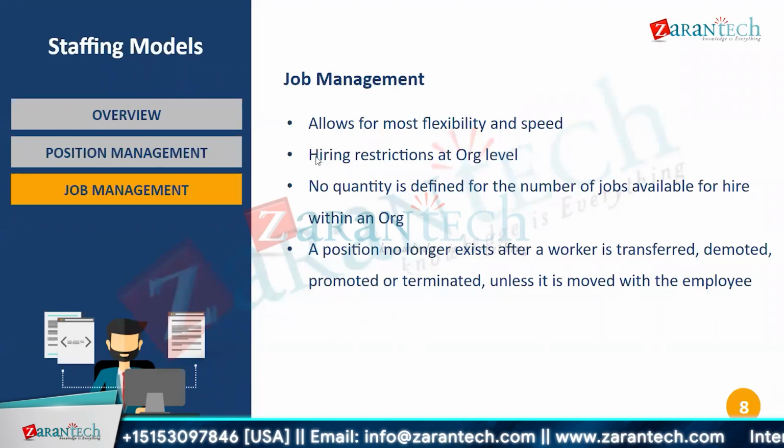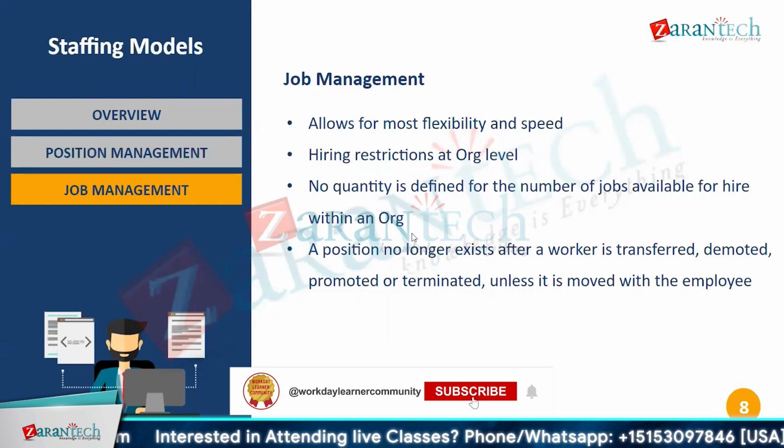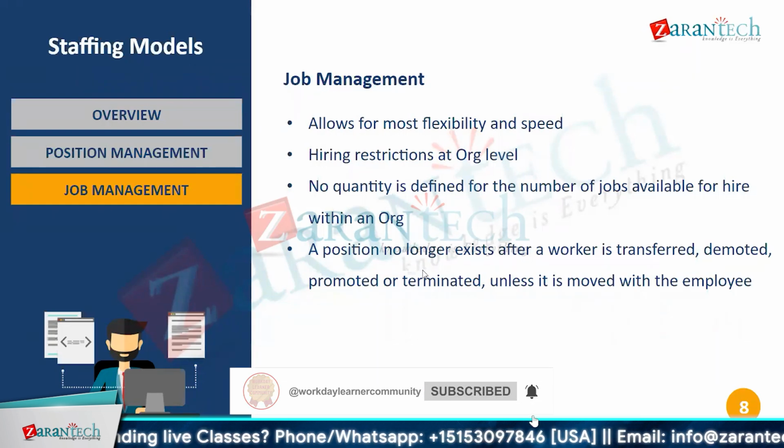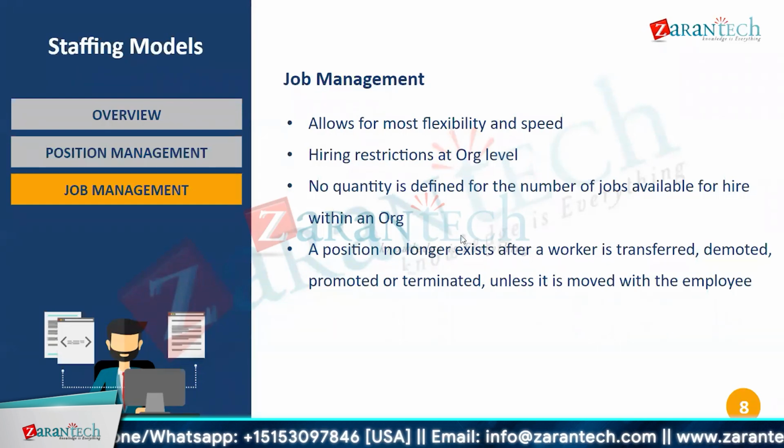In this one, any kind of restrictions that you have, like for example, you want to hire someone in San Francisco only, those type of restrictions would be at the organization, at the supervisory org level, rather than at each position or requisition. Okay. And no quantity is defined for the number of jobs available for hire within an org. So here, you could just go to the supervisory org, and you go to the hire menu, and you could just hire people one after the other.